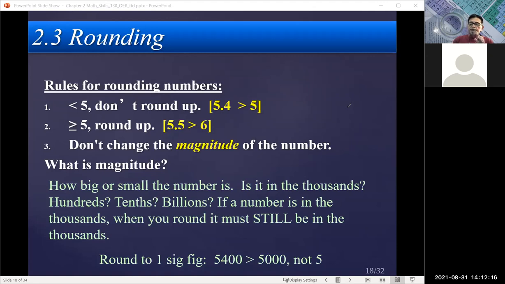When you're working with numbers before the decimal point. After the decimal point doesn't make a difference because you can drop them all off. You don't change the magnitude.